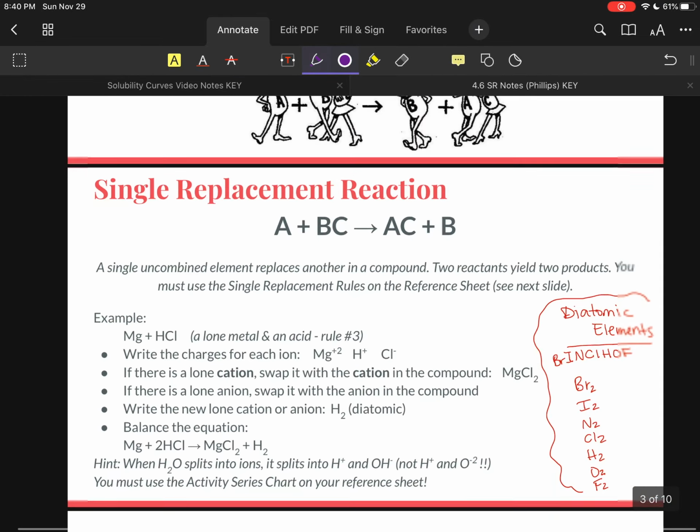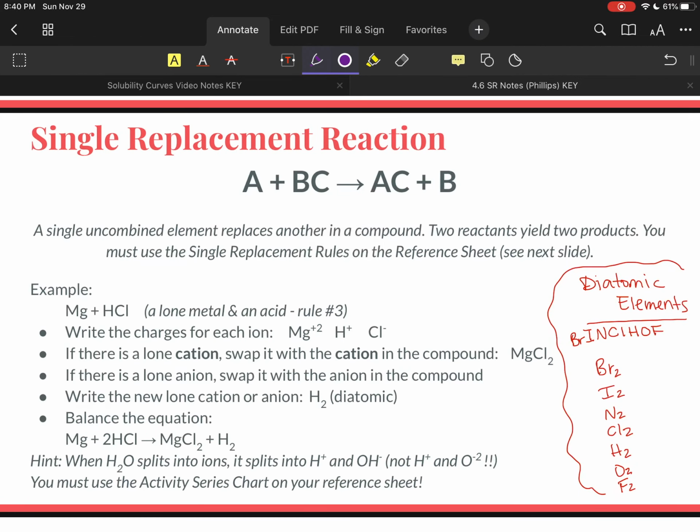There's a few things that are important when we're looking at single replacement reactions, and a few things that we just want to make sure that we do so that we don't write the equation incorrectly. One thing is you always want to make sure that your two reactants yield two products. So if you start with two reactants, you're going to end with two products in a single replacement reaction. There's going to be some rules that we're going to look at on the next slide. This is also on your reference sheet that's uploaded to Schoology, so you can double check that as well. I'd have that available.